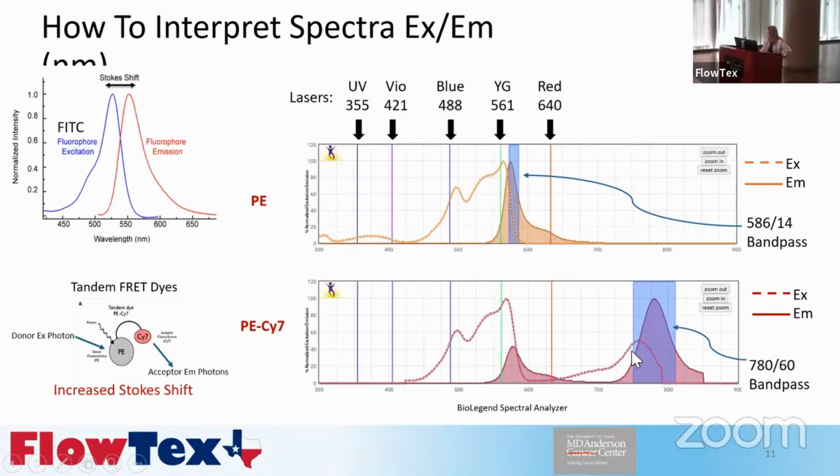You can see you do have a little excitation of Cy7 by itself, and like I said, you do have a little bit of emission of PE by itself. So these two dyes will overlap with one another, and you will need to have some kind of spectral correction between them, but they're extremely easy to use together.